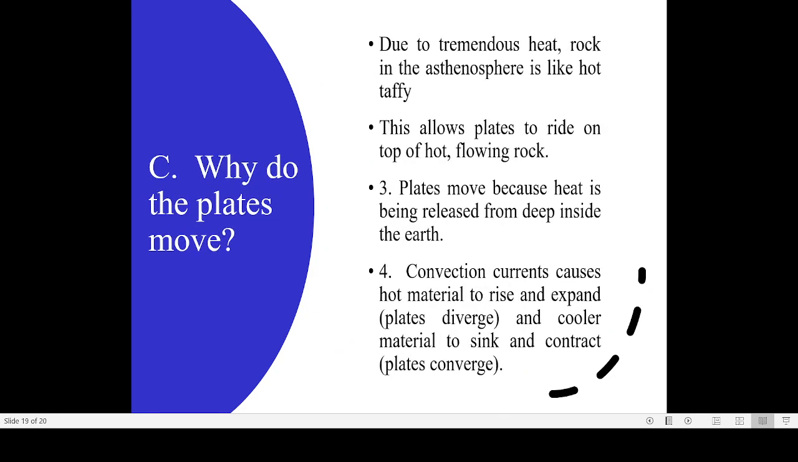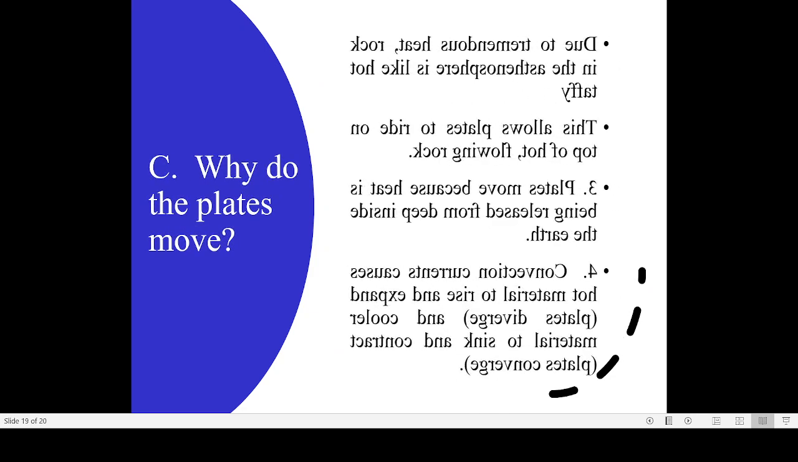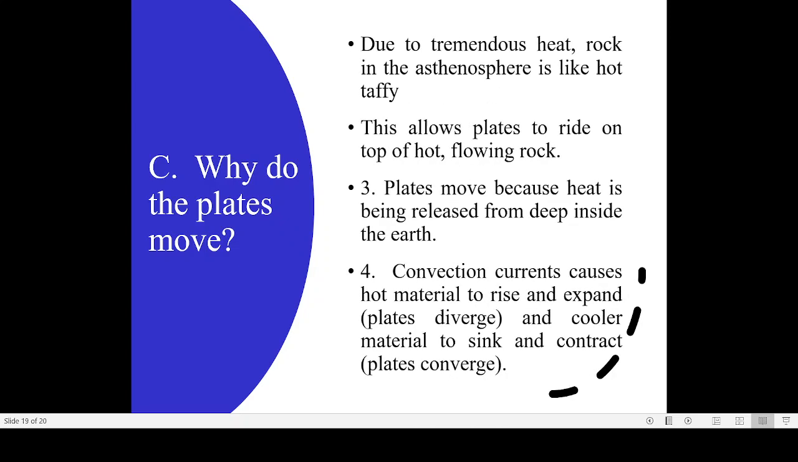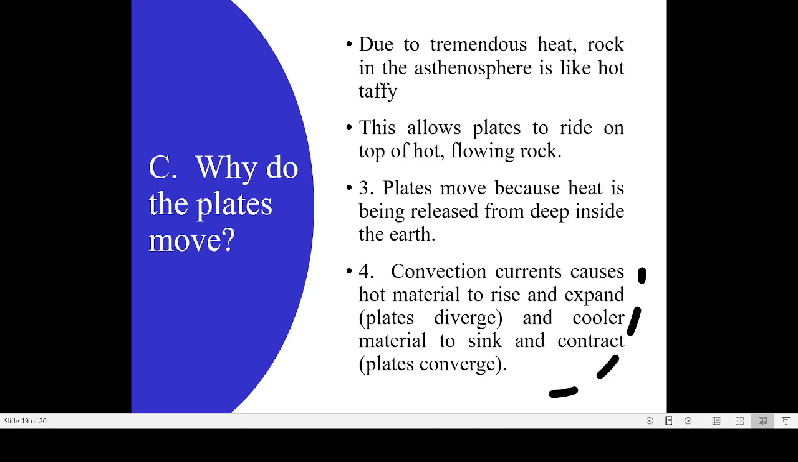Then why do plates move? There is another explanation also. One reason is the tremendous heat. Earlier, on the first slide, I showed you the mantle, crust, and the core. The mantle is in a liquid situation. The temperature of the mantle may be around 1500 or 2000. So they are in a liquid situation. All the rocks present in the mantle are in a liquid situation.